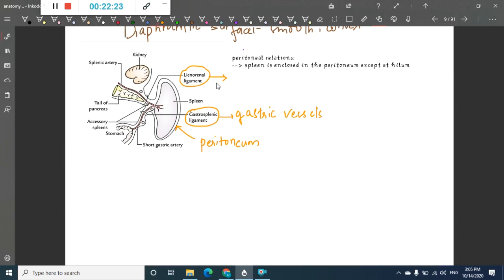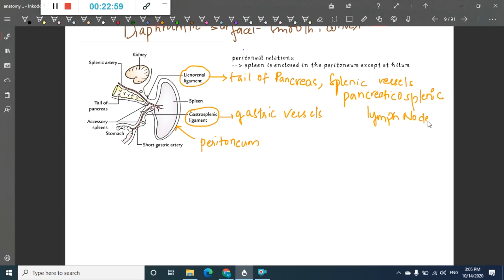Then we have lienorenal ligament. As the name says, lieno is spleen, renal is the kidney. So this ligament extends from the hilum of the spleen to the kidney. It will enclose the tail of pancreas, the splenic vessels, and also pancreatico-splenic lymph nodes. So these are the different peritoneal relations of the spleen.